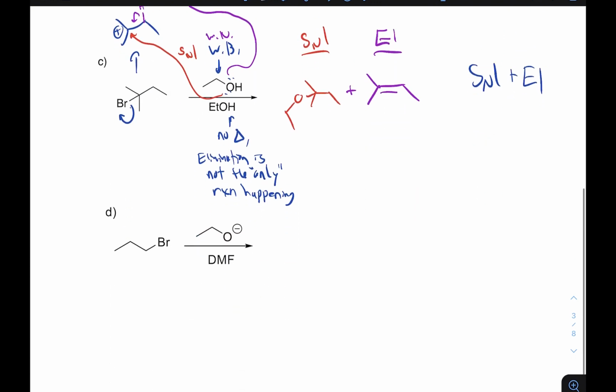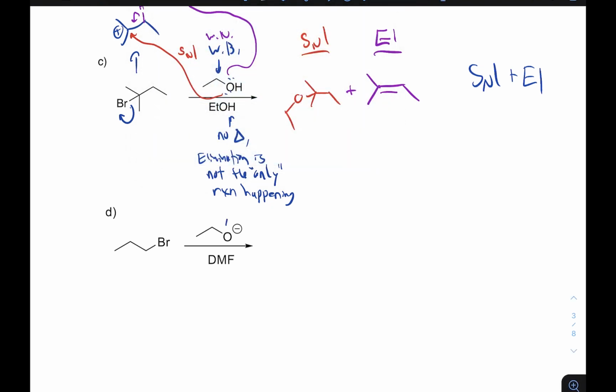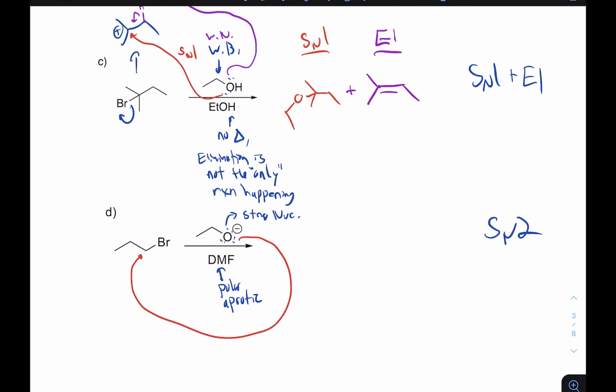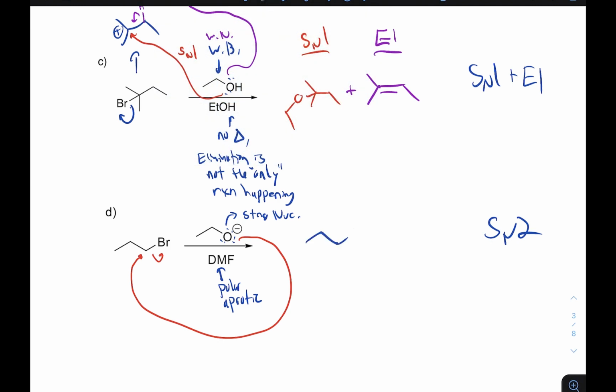For the final one here, we have, once again, this strong base, quote unquote, but it can also be a strong nucleophile. And we have polar aprotic solvent. We only see polar aprotic solvents like DMF and DMSO when we're doing SN2 reactions, where this nucleophile comes in and attacks the backside of this carbon-leaving group bond, and so we're forming this ether as our final product.